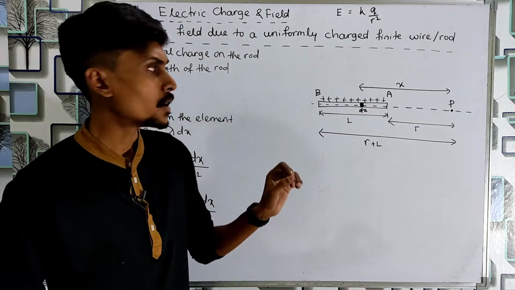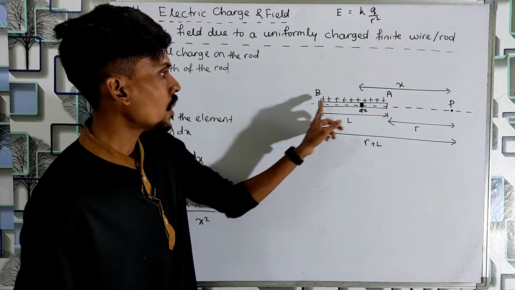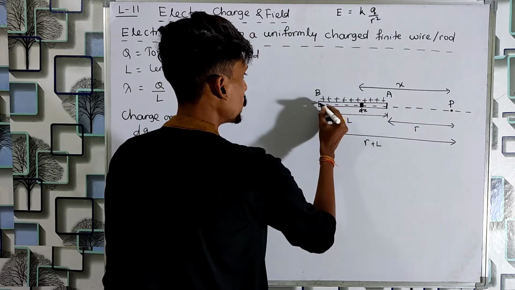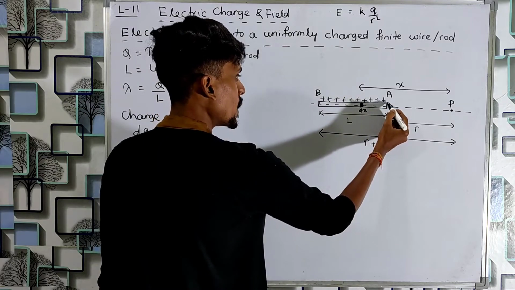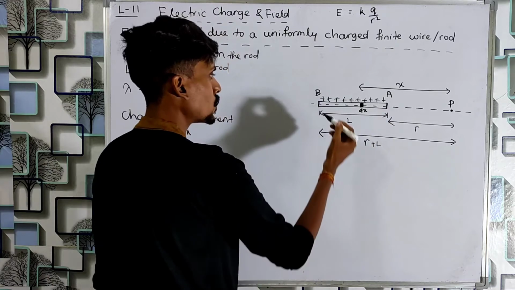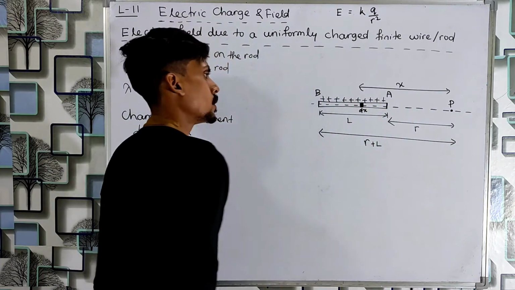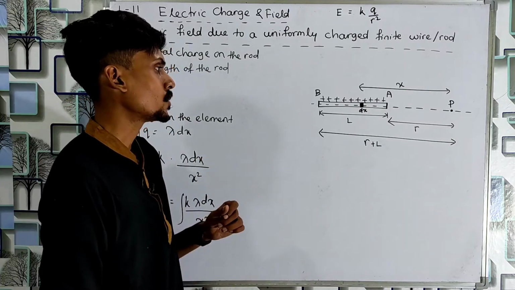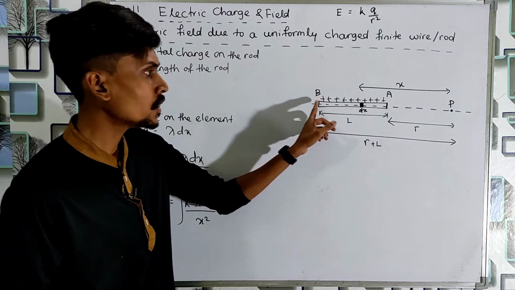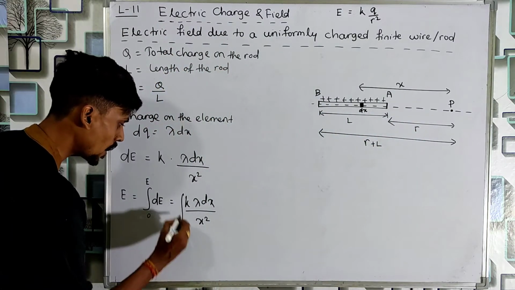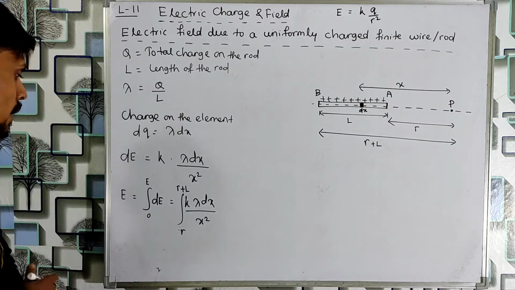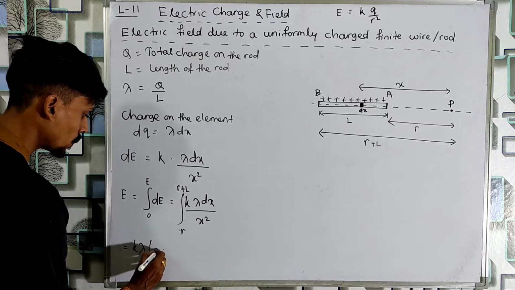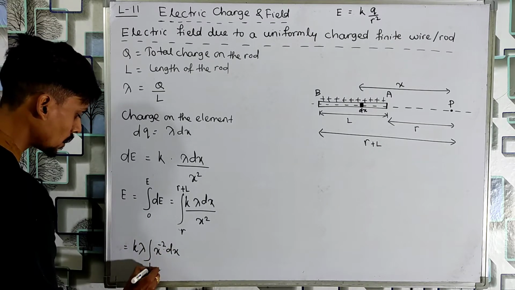So we have to choose the element on the rod. A and B are the two end points of the rod, so you can choose elements starting from this point up to this point. The distance of end A from the point P is R, and the distance of end B from the point P is R plus L. So whatever element you choose, that element will lie at a distance between R and R plus L. So the limit of x will be R to R plus L. Is that clear? And in this integration, k lambda is a constant quantity, you can take it outside. And here you have x to the power minus 2 dx, with limits R to R plus L.